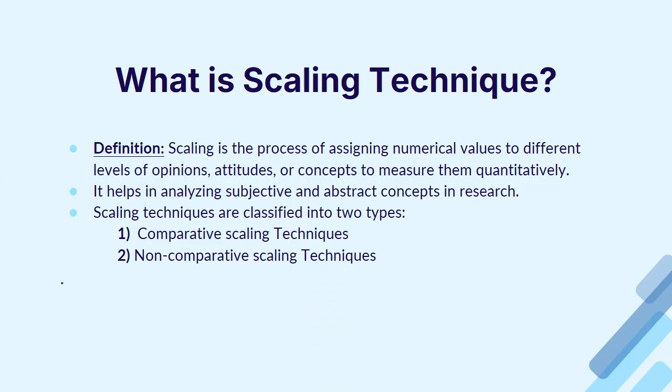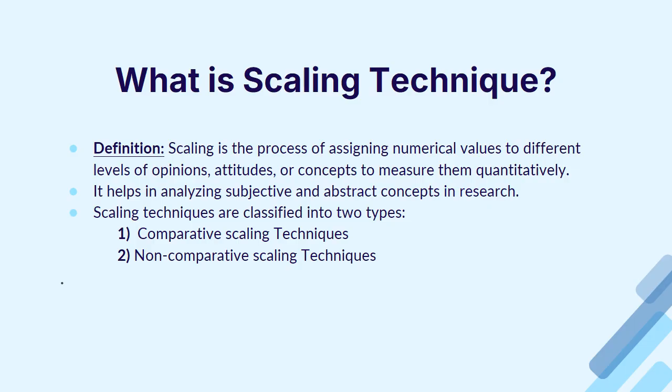First thing first, what is scaling? Imagine you are trying to measure something intangible, like how much someone loves chocolate. You can't weigh it or count it, right? That's where scaling steps in. Scaling assigns numbers to opinions, attitudes, or concepts so we can analyze them quantitatively. Think of it as a ruler for emotions and preferences. It's used in research, marketing, and psychology to understand people's preferences and behaviors. Simply put, it helps convert subjective choices into measurable data.